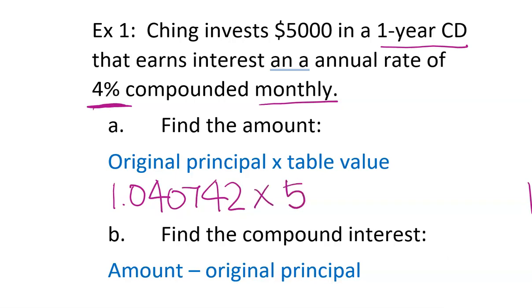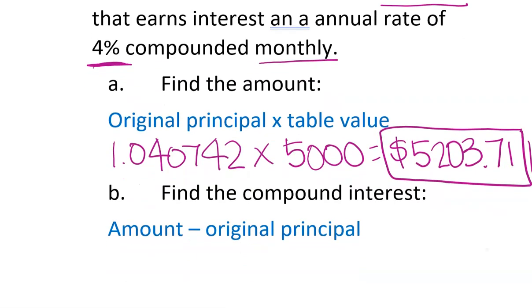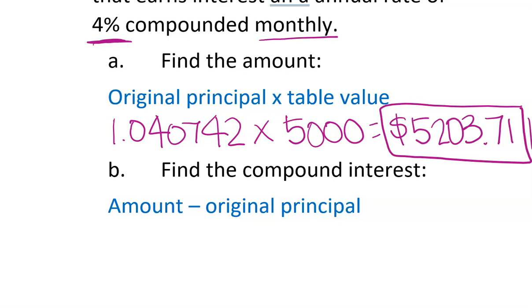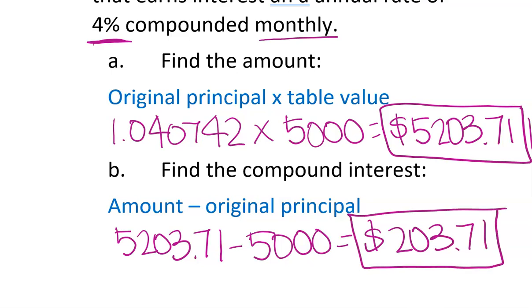You take it times the amount that you have invested. You multiply those amounts out, and you get 5,203.71. Now that's the amount with the interest in there. So to calculate the interest, you subtract out the amount that you have invested. So $203.71. Be careful you don't always subtract out in the thousands, because if you deposit 5,250, you would subtract 5,250.